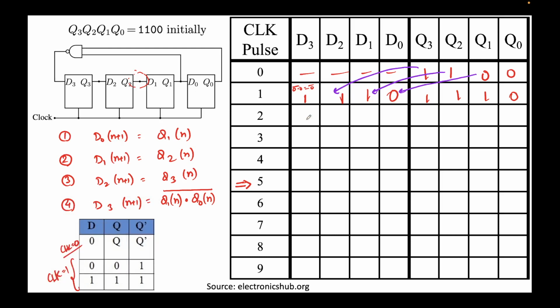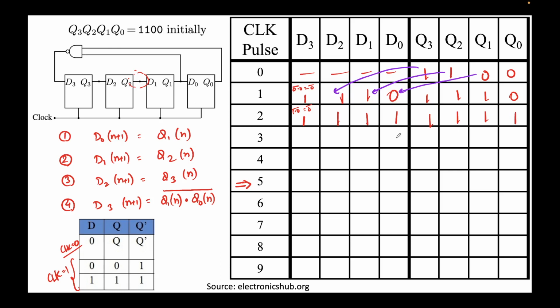Again, we'll populate the next input. D0 will be nothing but Q1, so this will be replicated here. Q2 will shift here, so this will be 1. And Q3 will be in D2, so this will be 1. You see these three are coming back here again. And this is nothing but the NAND of Q0 and Q1, so 1 times 0 whole bar, which is 0 bar, which is 1. So 1, 1, 1, 1. When the clock comes, this truth table will get activated and we'll get 1, 1, 1 and 1.